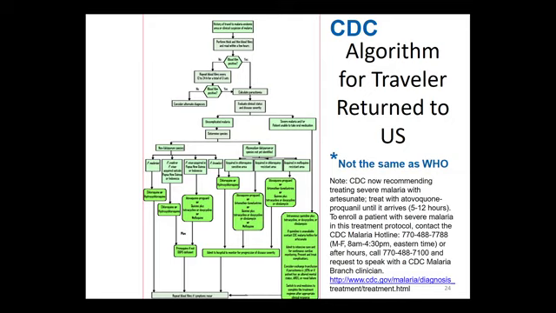So, a CDC algorithm for travelers who return to the US. What does it mean? It's an algorithm for travelers returning to countries which are not endemic for malaria. CDC now recommends treating severe malaria with artesunate, and treating with atovaquone-proguanil until it arrives, 5 to 12 hours, to enroll a patient with severe malaria in this treatment protocol.